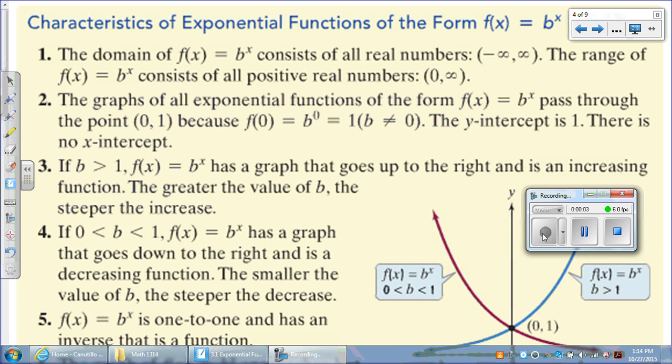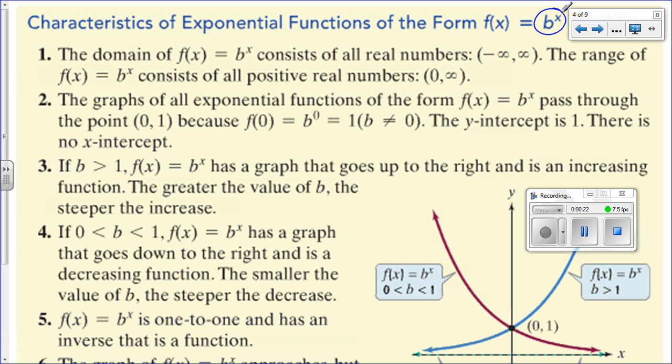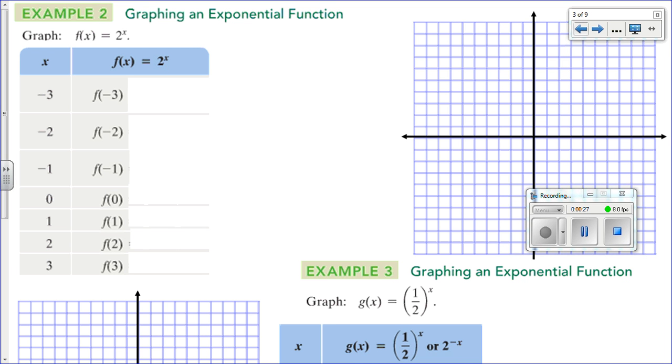This video is going to cover section 3.1, part 2. We're going to start on slide number 4 because we finished all the way to slide 3 last week on Friday. We're going to go over some of the characteristics of exponential functions of the form b to the power x. And we did cover some of that last time when we were graphing the two functions on the previous slide, which was 2 to the x.